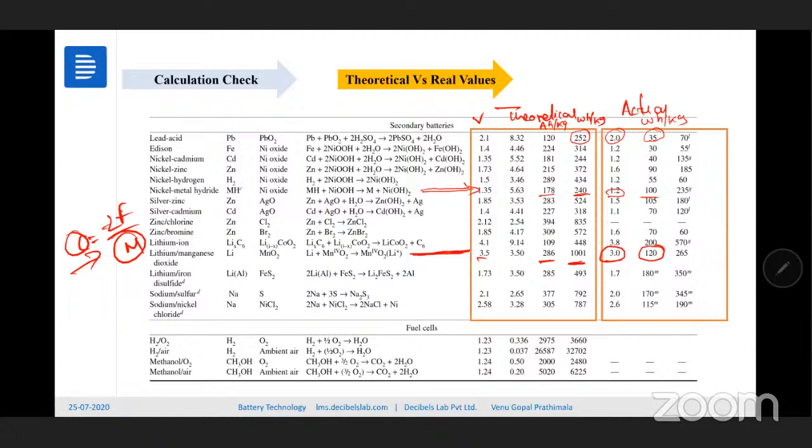So that's the reason they're trying to decrease the weight of these materials that go into the cell manufacturing. If we can decrease the cell mass, then we can achieve high cell capacities and high energy densities. So that's one of the reasons which leads to the development of pouch cells.